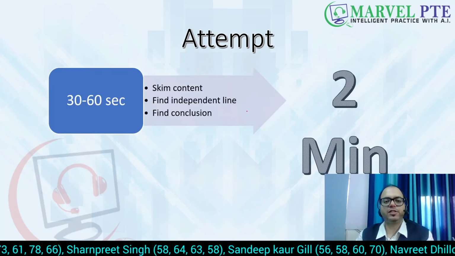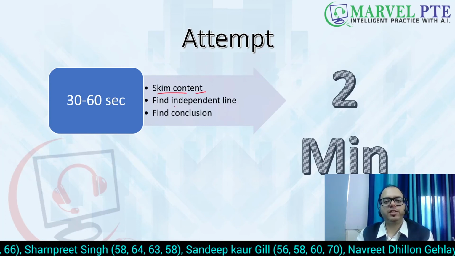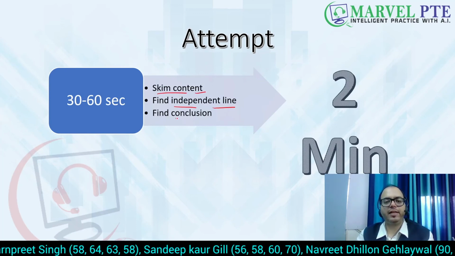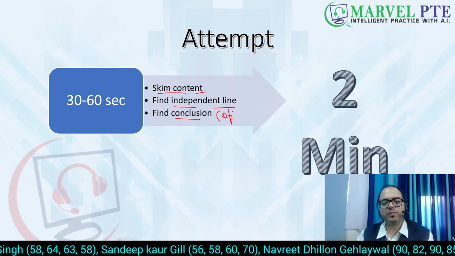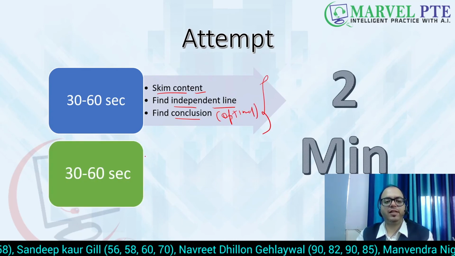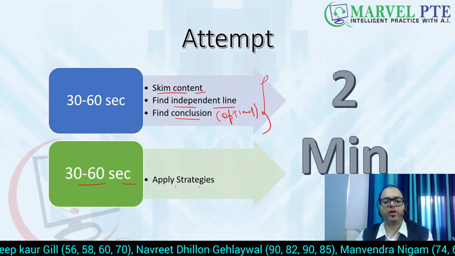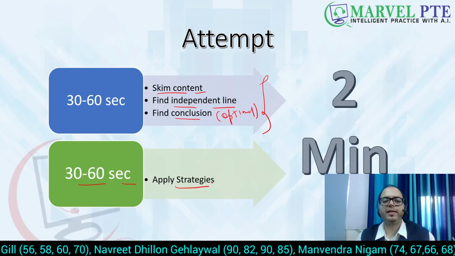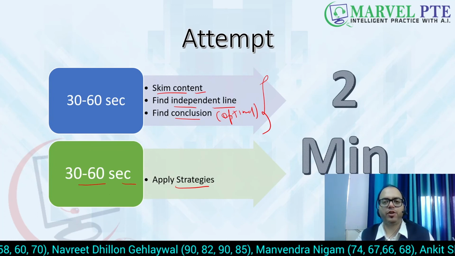So in first 30 to 60 seconds, you have to skim the content, you have to find an independent line and conclusion line. Always remember this is optional. And once you have done these three things, then in the remaining 30 to 60 seconds, you have to apply our strategies to find the right pair, the right order.